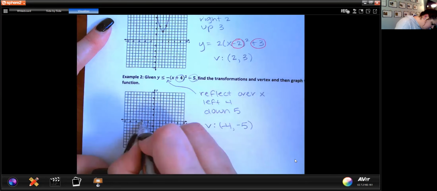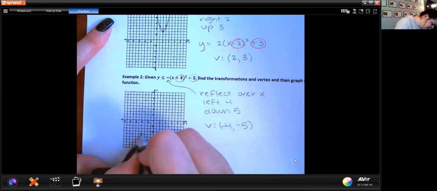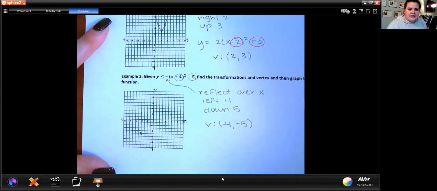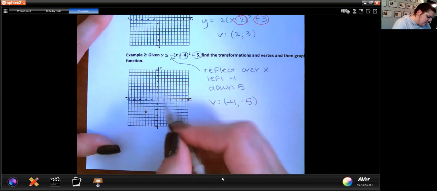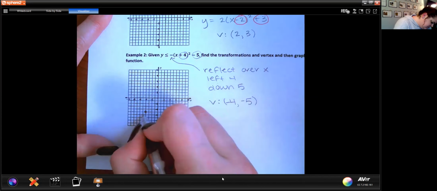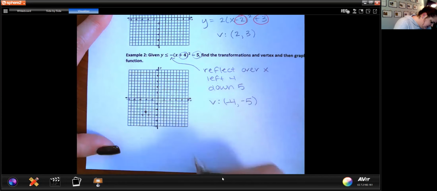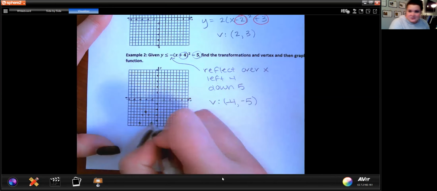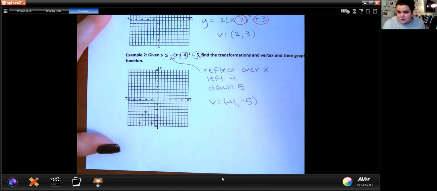So left 4, down 5, it's got a negative in the front of it. So I can go ahead, actually I'm going to draw this by hand and then I'll show you on Desmos. So the pattern is 1, 3, 5. So I'm going to go over 1, down 1, over 1, down 1, and then over 1, down 3. And I do not have space to do the over 1, down 5, so I'm not going to worry about it.